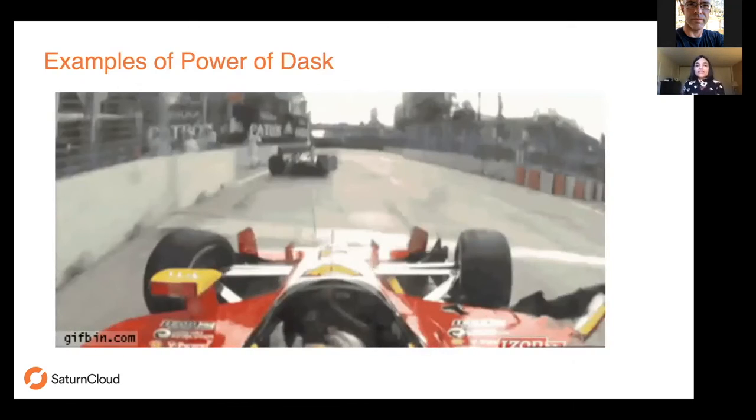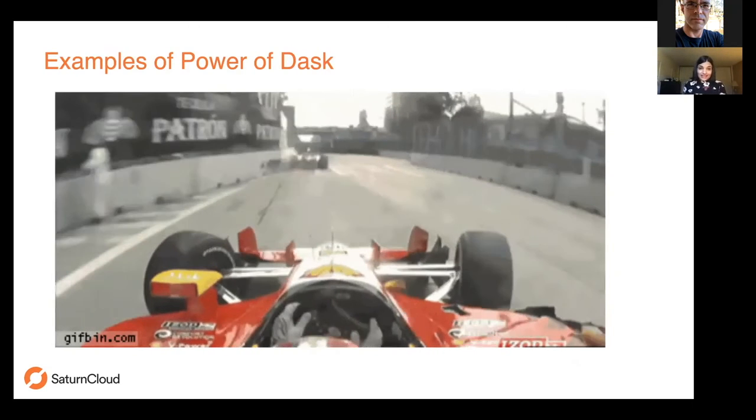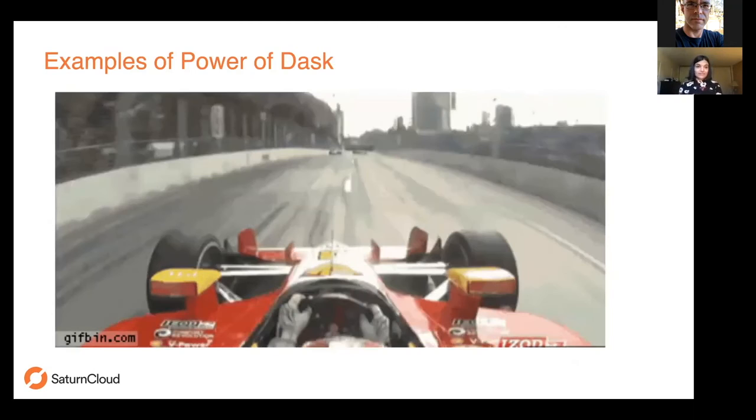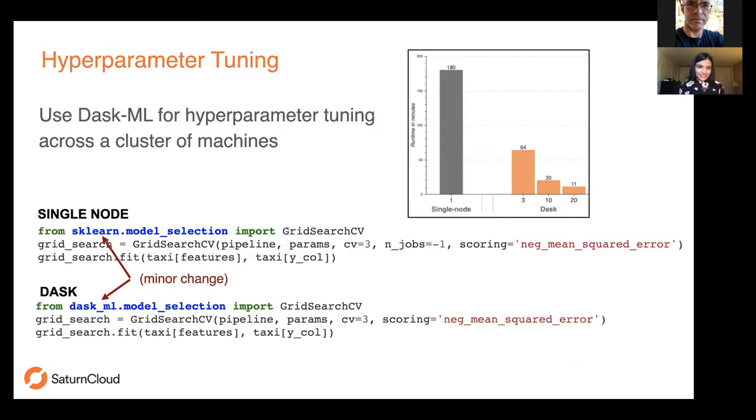Okay, now let's check some examples to understand how powerful Dask is. The first one is hyperparameter tuning. On my left-hand side, I have 2 codes where I'm doing hyperparameter tuning via grid search. The first one is with a single node and the second one is with Dask. If you look at both the codes, there is not much difference. For both of them, I am using grid search. The syntax looks almost the same, just that for single node, I'm using scikit-learn, and for Dask, I'm using Dask-ML, which is used in machine learning. So the syntax looks the same, but the results are quite different.